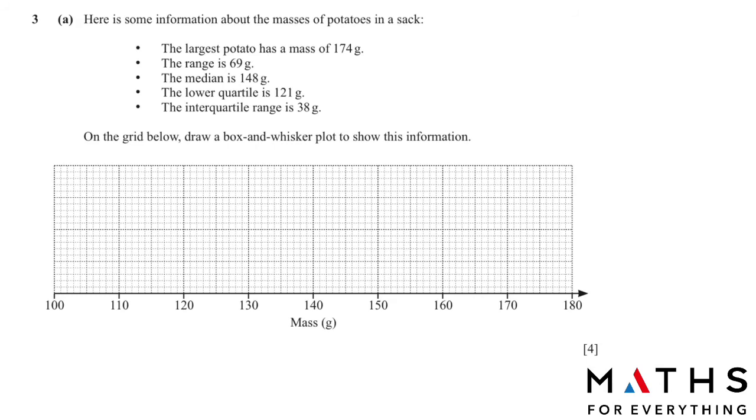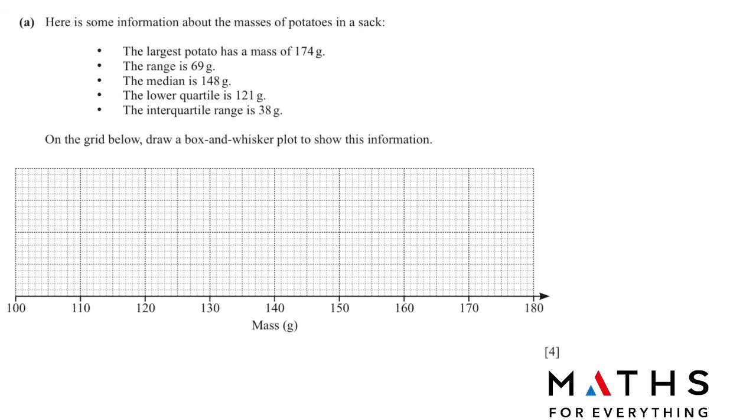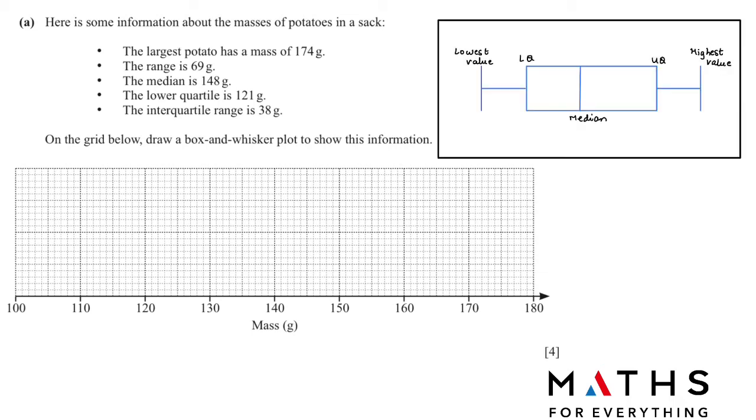Question number 3. We have been given some information about the masses of potatoes in a sack, and we want to draw a box and whisker plot to show the information. Before we start the question, let's just have a look at the box and whisker diagram, how it is done. The lowest value is this branch here, then this is your highest value, this is the lower quartile, this is the upper quartile, and the line which is drawn in the middle is the median.